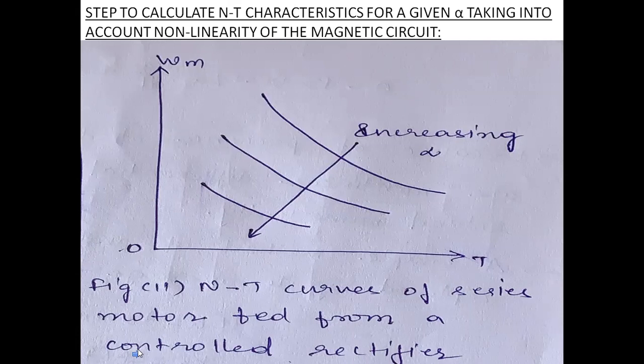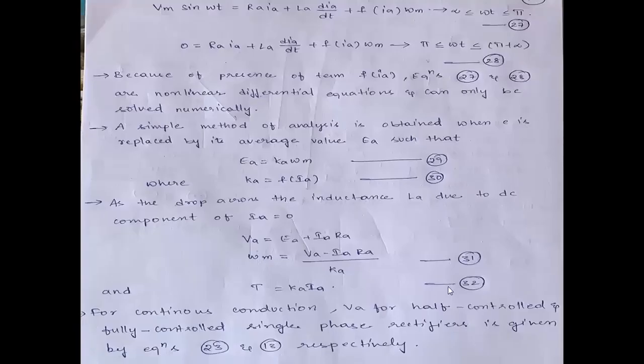The first step is we choose IA. The second step is the corresponding KA should be located, and the third step is, knowing the value of alpha, we calculate the value of VA from equations 23 and 13. Next, the fourth step is that omega m and T are obtained from equations 31 and 32. In the previous slide, I showed 31 and 32, so now from these formulas we have to calculate omega m and T.